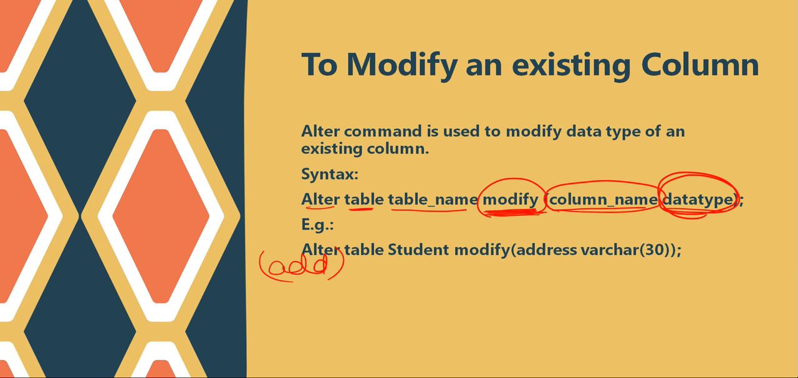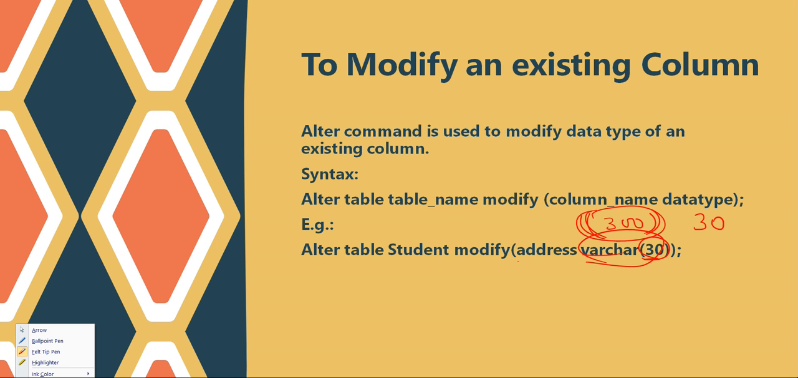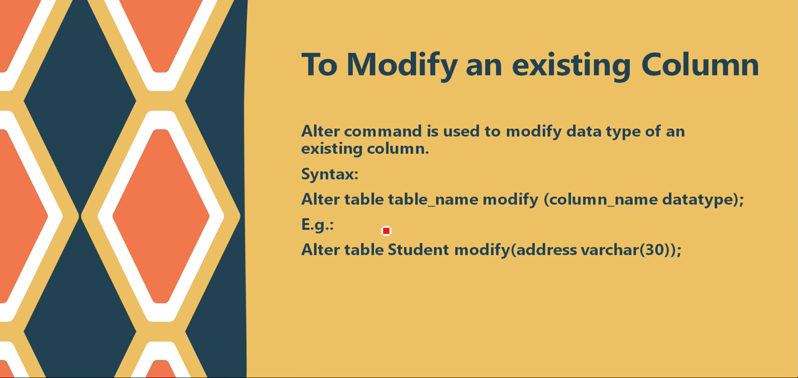So for example, let's say address size, here we have changed the address. So for now we have an address column with the size of varchar 300. I think it is very long, so I'll just reduce this size to 30. So again I'm not changing the data type, but I'm changing the size. So we can do both, change the size and change the data type. Okay, so we can do that too.